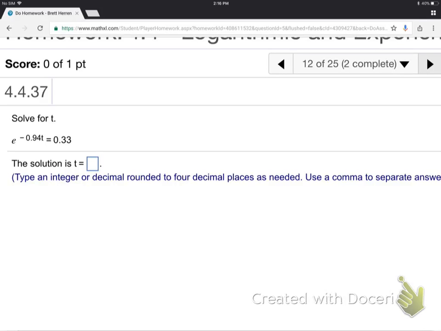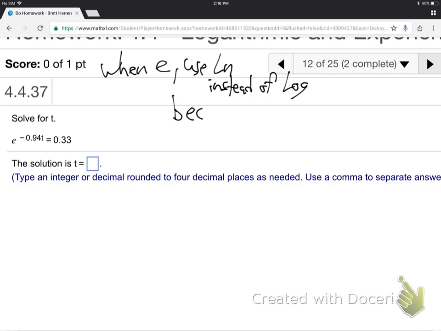Now, what do you do differently when you have e involved? What kind of a log do you use? ln. That's the only difference. So when e, use ln instead of regular log. Why do we do that? Because ln of e is just 1. It's real convenient. They just cancel each other out, basically. Because ln is the log base e. Otherwise it'll be exactly the same. All the rules are the same. So e to the minus 0.94t is 0.33.